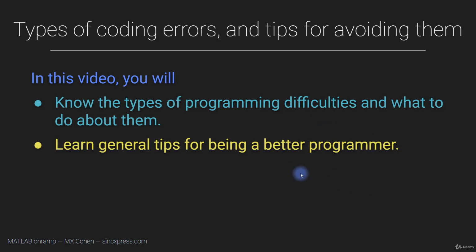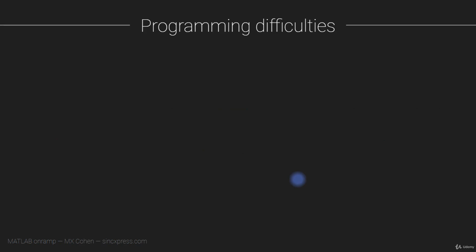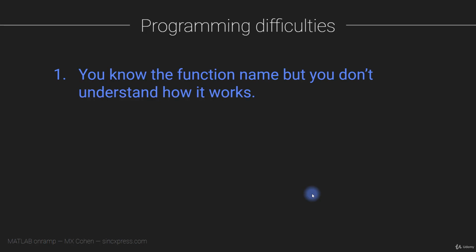Now, in this video, I want to discuss different kinds of coding errors and how to minimize them in more general or abstract terms. In the next video, I'm going to discuss specific strategies about what to do when your code is producing errors. So first I want to present the different types of difficulties with programming and what your best strategies are for addressing them. So let's start with the first type of programming difficulty.